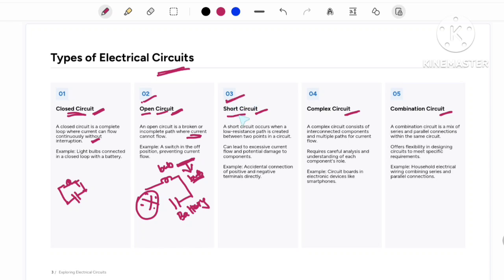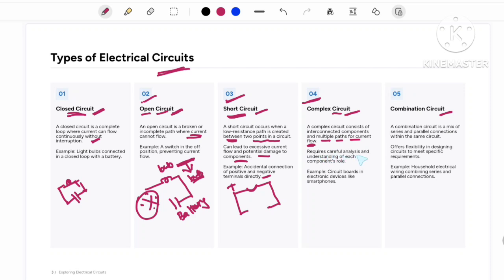So move on, third point, short circuit in electrical circuit. A short circuit occurs when a low resistance path is created between 2 points in a circuit, which can lead to excessive current flow and potential damage to the components. For example, accidental connection of the positive and negative terminals directly, right? So this is a short circuit. Here is the positive line, here the negative line. Now someone has connected them here. This is called a short circuit, right? So move on, fourth point, complex circuits in the electrical circuit. A complex circuit consists of interconnected components and multiple paths for current flow.